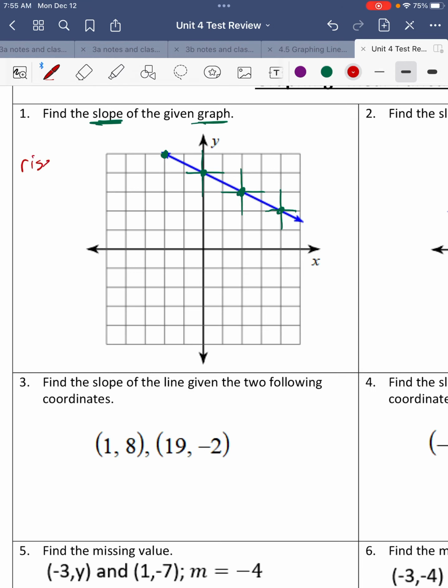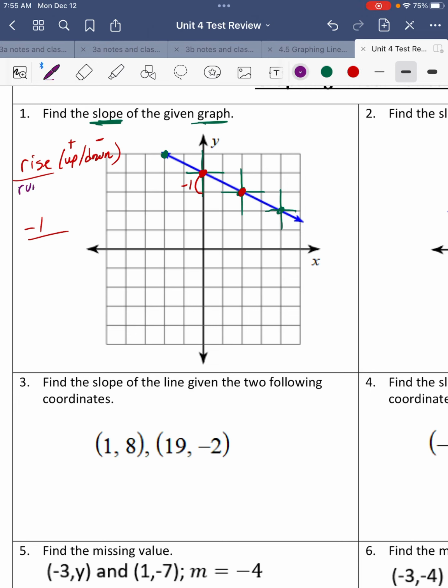And we do the rise, which means up and down, whichever way. Up, you're going to say it's a positive number. Down is a negative number. So if I take these two coordinates here, I'm going to go down 1. I always start on the left point. -1 is your numerator. You're either going to go up or down first, and that's the only positive or negative. Then you're always going to go right.